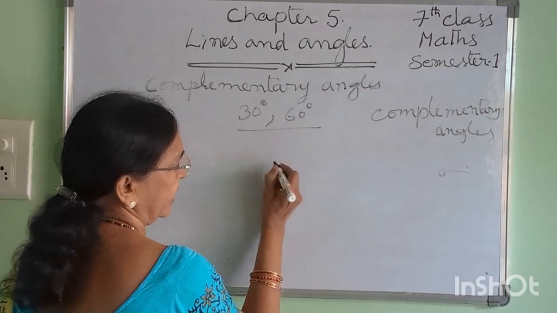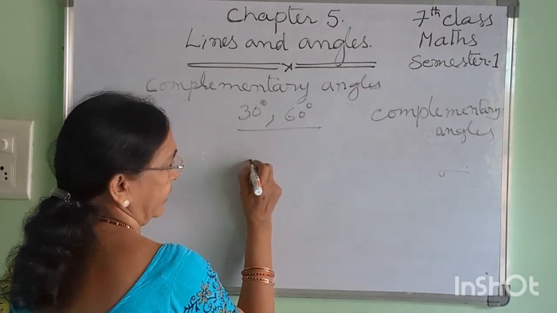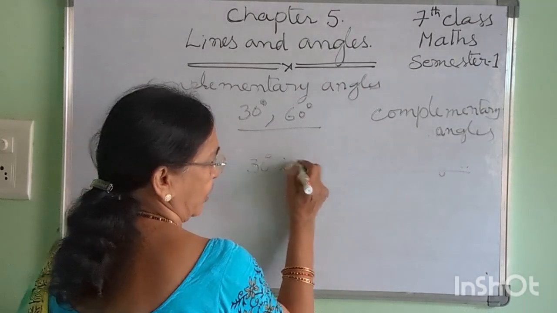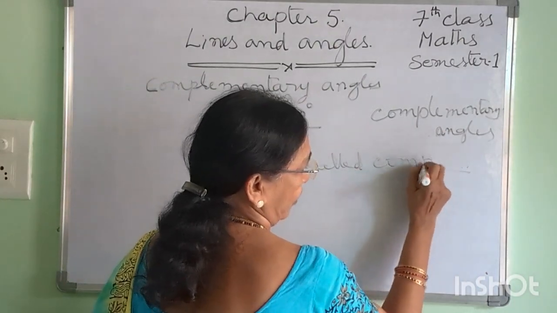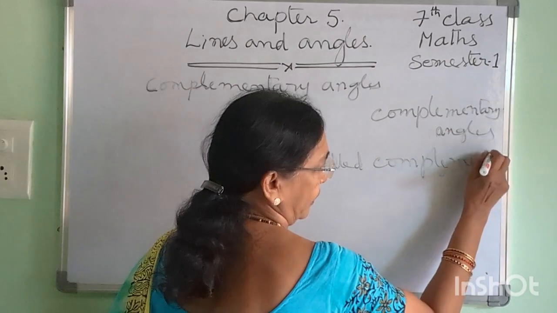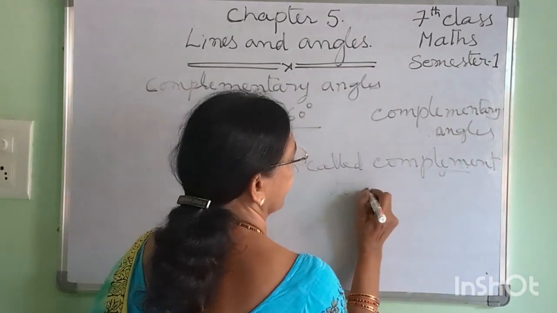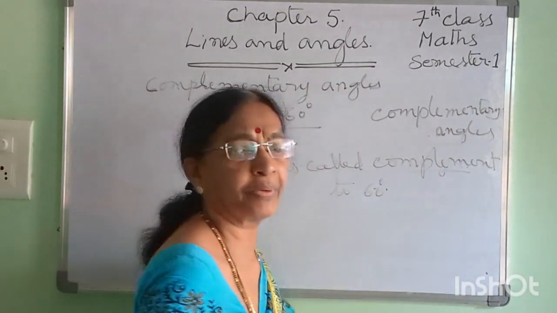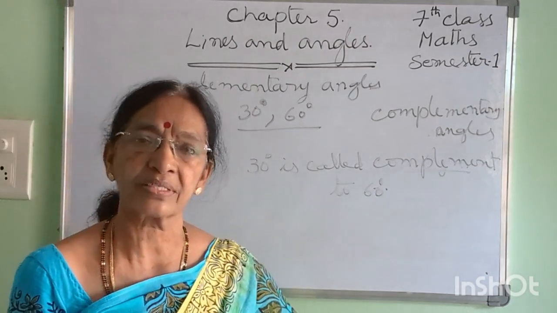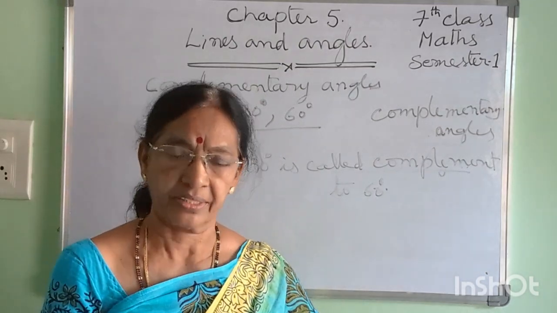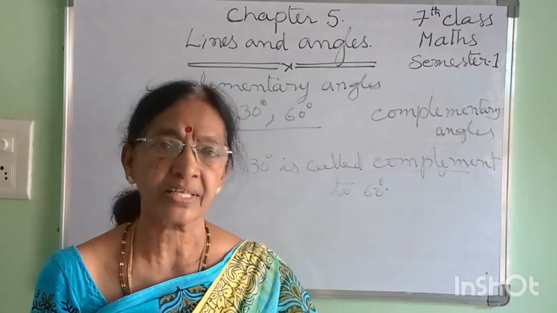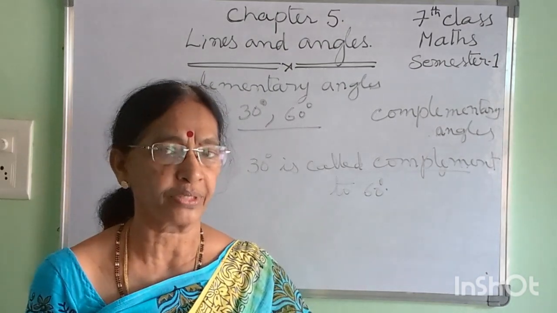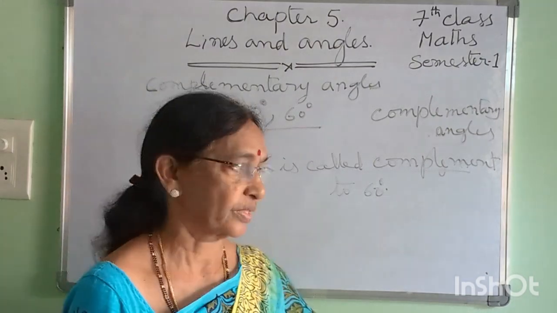One angle, 30 degrees, is called the complement to 60 degrees, and 60 degrees is called the complement to 30 degrees. If the sum of two angles is equal to 90 degrees, then one angle is the complement to the other angle.